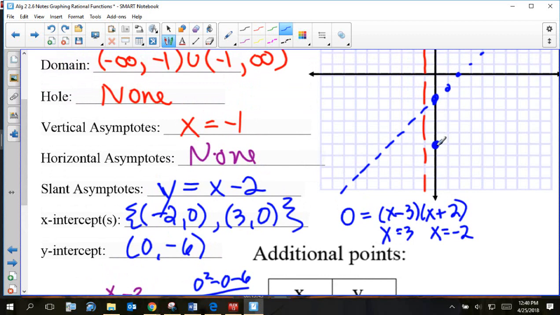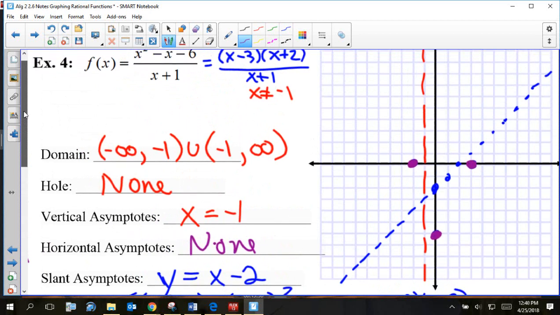What French grammar? I've got the different colors. Let's see. There we go. All right.